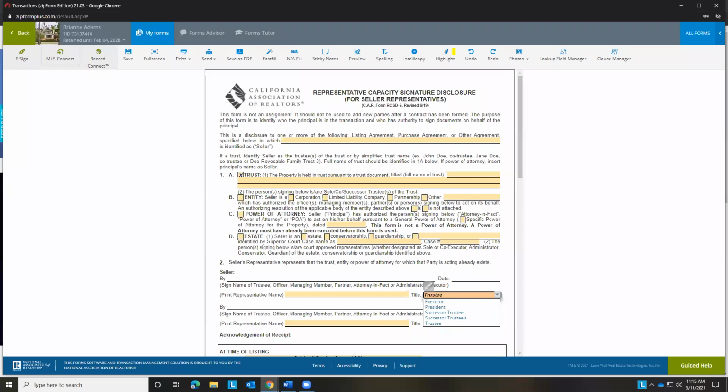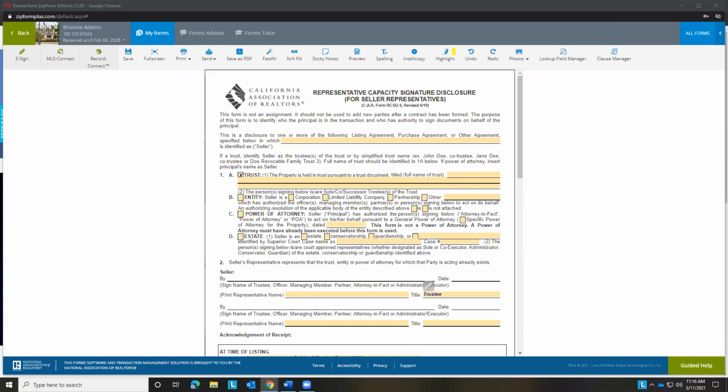Go ahead. The guy was a successor trustee and it got quit claimed to him and his sister, and then she quit claimed it to him, and now he owns it as his sole property as a single man. None of this paperwork would be involved, right? Okay, so he quit claimed it, and it's no longer in a trust. He just holds it as a single man. Yeah, he would definitely not need the representative capacity.